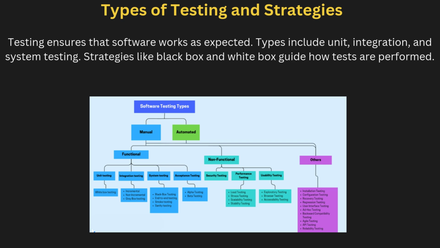Different strategies guide these tests, such as black box testing, which focuses on the external functionality without knowing the internal code, and white box testing, which looks into the internal workings of the code to verify the logic and the flow. Finally, regression testing. It ensures that new changes don't negatively impact the existing functionality. Using these strategies allows developers to test the software in a structured way.